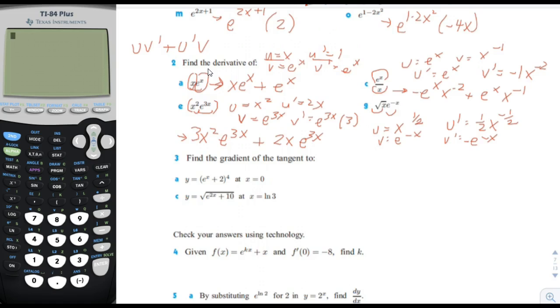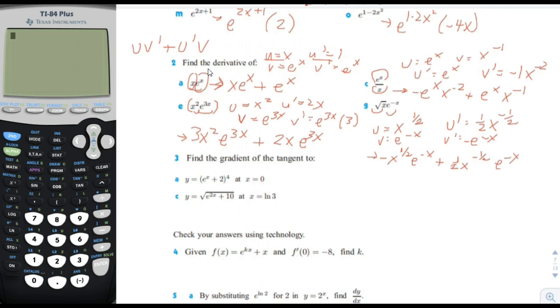So the product rule says that the derivative would be x to the 1/2 times v dashed, which is negative e to the negative x, plus u dashed, which is 1/2 x to the negative 1/2, times v, which is e to the negative x.